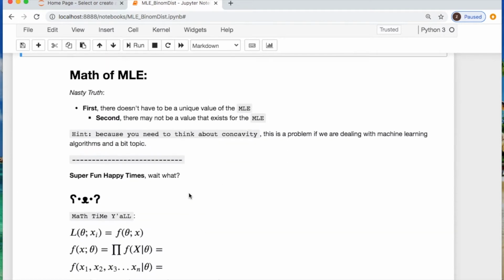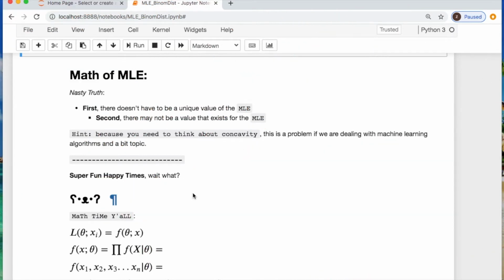Now, let's do some math for that MLE, since that's what you came for. At least I hope you did. But you have some nasty truth. The first thing is, you do not necessarily have to have a unique value for the MLE, and you also don't even need one to exist. But why? That's because of concavity.